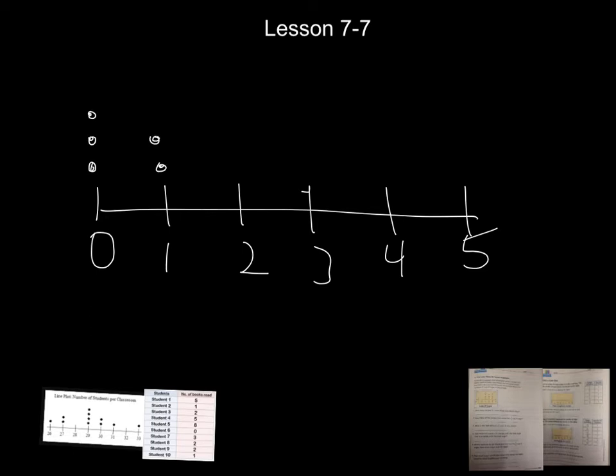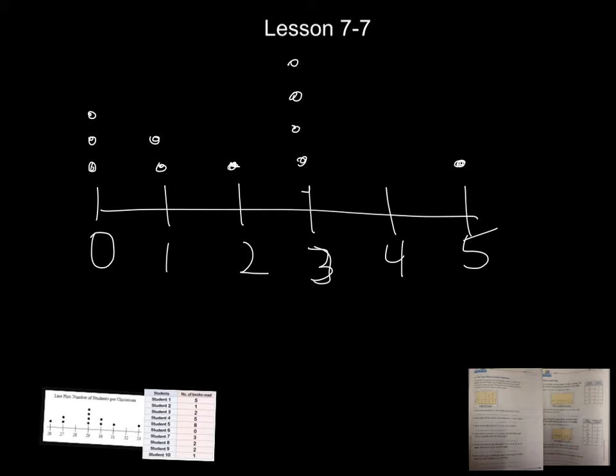2 students had 2. I'm sorry, 1. 1 student had 1. 4 students had 3 brothers and sisters. No students had 4. And 1 student had 5 brothers and sisters. This is 11 kids, which is fine. I'm just making an example. So after gathering the data, I just put it on my line plot.